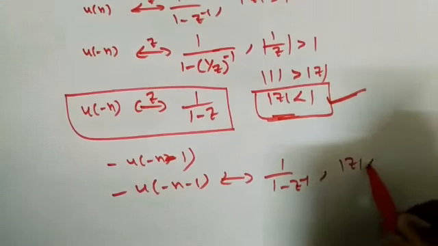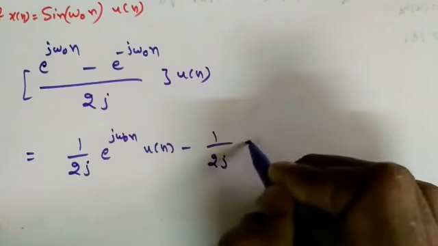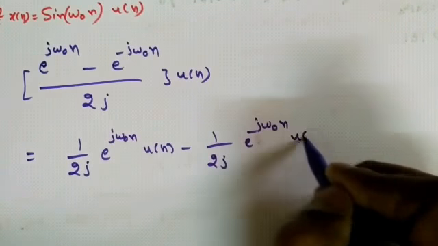So what you need to do is just pause the video, do it on your own, right? Then compare the result with me, right? Now what is the procedure? Just take Euler's relation, that is e power j omega naught n minus e power minus j omega naught n by 2j into u of n. This is x of n. Now again split, so 1 by 2j e power j omega naught n u of n minus 1 by 2j e power minus j omega naught n u of n.